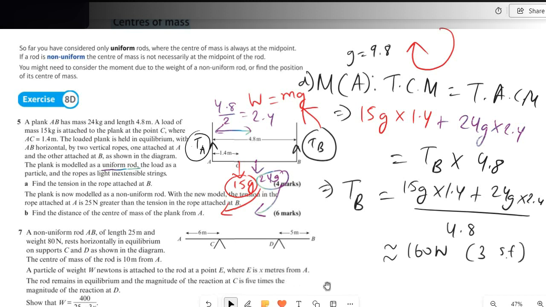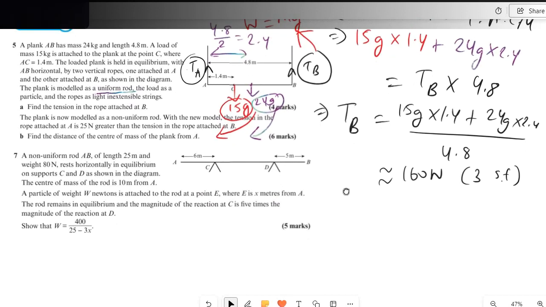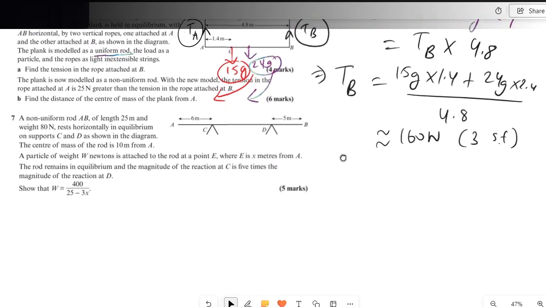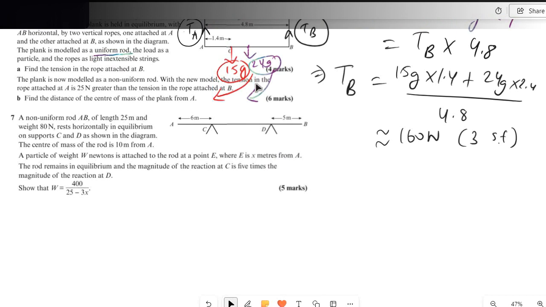Now, in part B, the plank is now modeled as a non-uniform rod. With the new model, the tension in the rope attached to A is 25 newtons greater than the tension in the rope attached at B. So we have to find the distance of the center of mass of the plank from A.